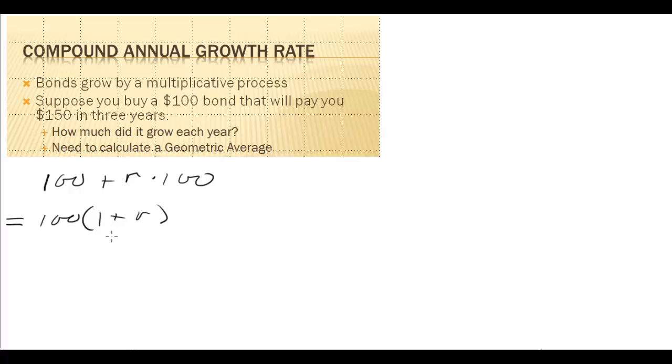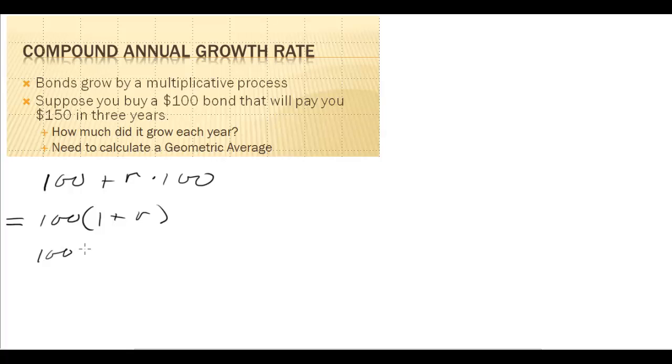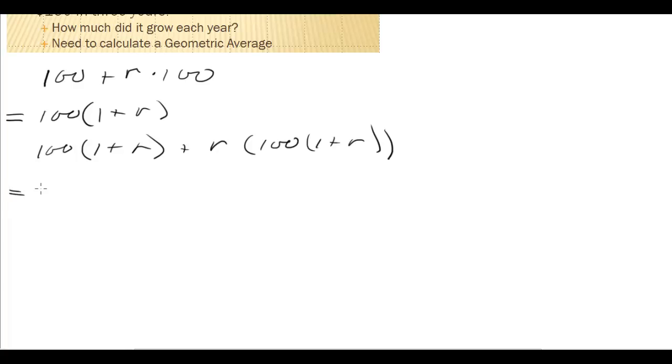This is an equivalent form of the balance at the end of our first year. Okay, so now we move on to year 2. The beginning balance for year 2 is the same as the ending balance for year 1, which is 100 times (1 plus r). Plus, we're going to take the beginning balance, which is 100 times (1 plus r), and again multiply that times the compound annual growth rate, which is the implicit growth rate in this particular bond. And again, we can factor out the common term, which in this case is 100(1 plus r).